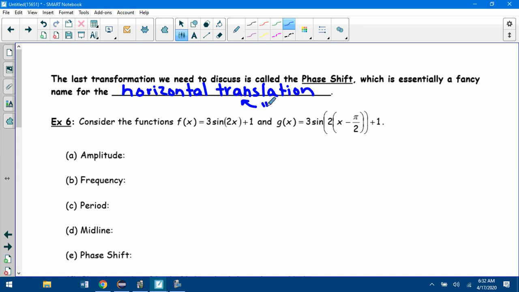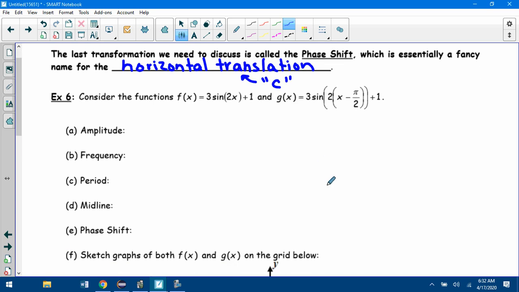In that original equation that I had with all the letters, it'd be the C value. So for this last example, I'm just going to show you what phase shift does. We've got two equations that are almost the same. What's the amplitude for both of these? Absolute value of 3, so just 3.